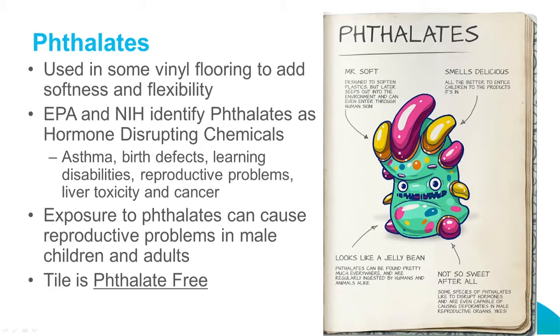Phthalates. In the book of monster chemicals, phthalates perhaps are the most dangerous. They are used in vinyl flooring to add softness and flexibility. I call them dangerous because they can cause anything from mild respiratory disorders to something as severe as cancer. EPA and NIH have identified phthalates as hormone disrupting chemicals. Scientists have shown that exposure to phthalates can cause reproductive problems in males and females, children and adults. Tile is phthalate free.